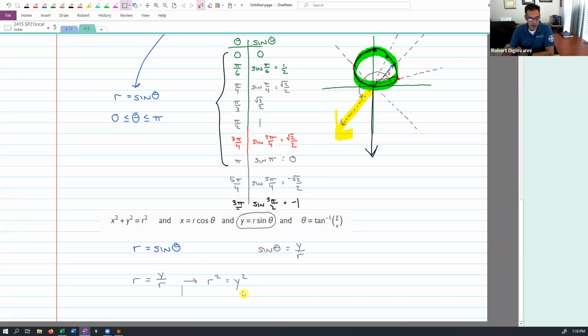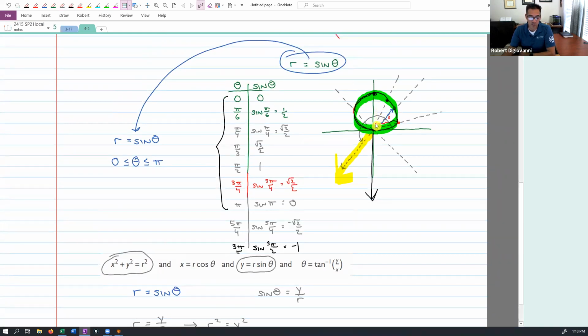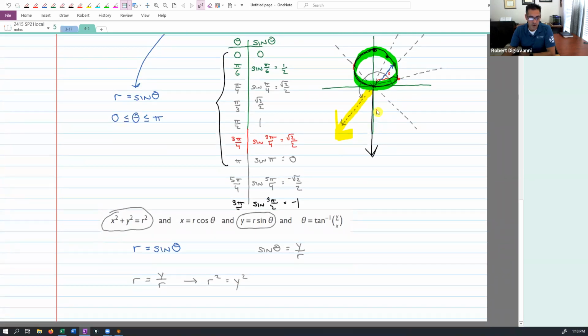Okay, so let me tell you what my goal is. I'm trying to get at this right here. Trying to see if there's any way I can convince myself whether or not this is a circle. So I have that r squared must be y squared, but would that be a circle? That's a parabola. Well, we would need this to be like x equals y squared or something like that for us to say parabola.